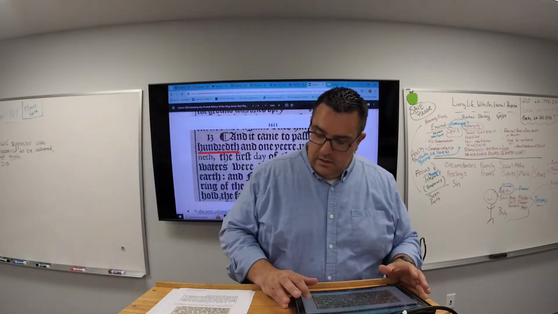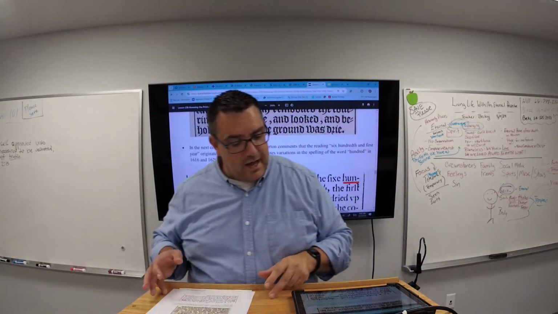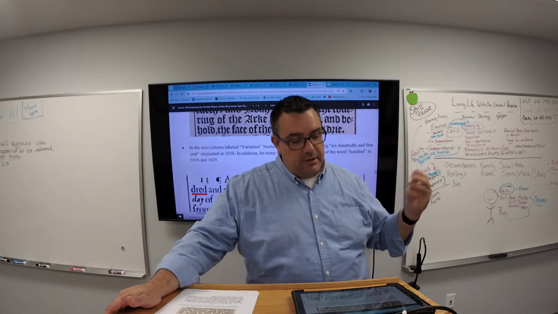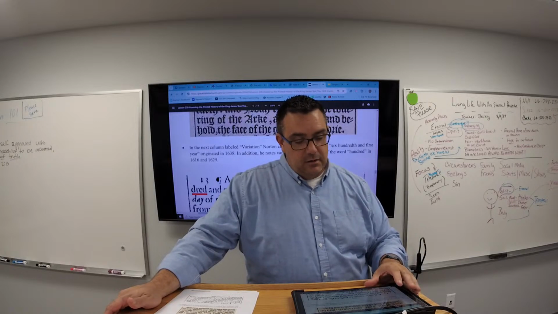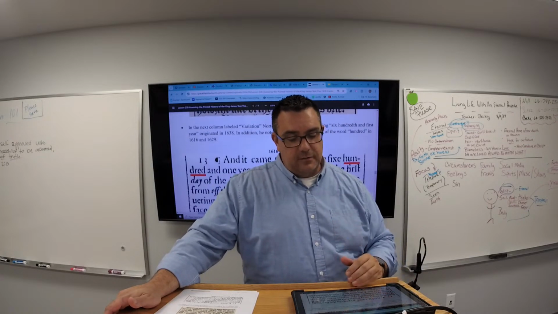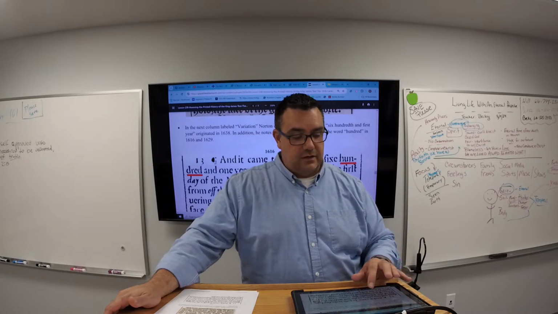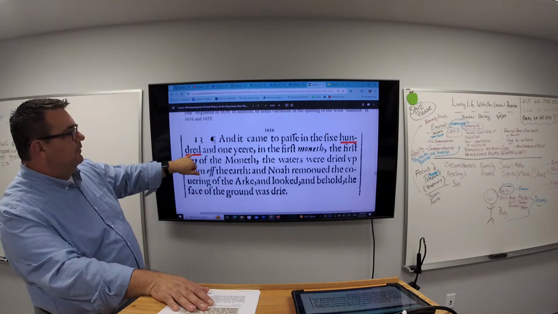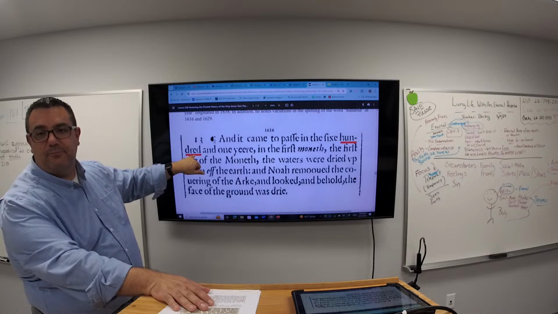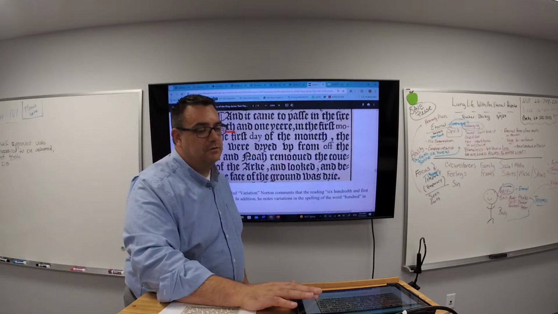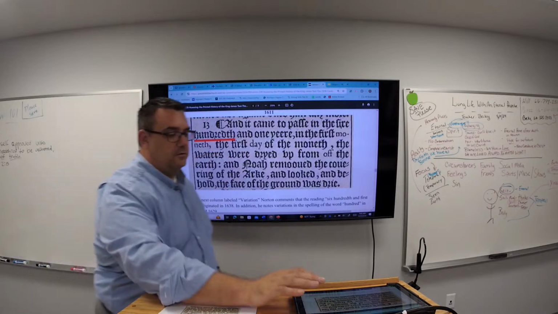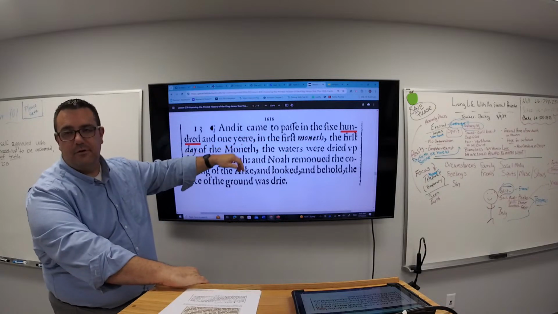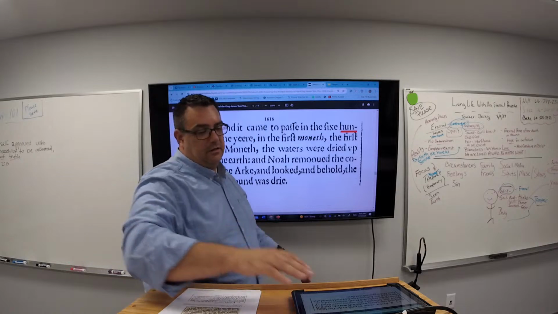Okay. In the next column labeled variation, Norton comments that the reading "601st year" originates in 1638. In addition, he notes variations in the spelling of the word 100 in 1616 and 1629. So here's the 1616. Notice how 100 is spelled. The way we would spell it, right? But let's go back to the 1611. How was it spelled? 100th. Okay. 1616, "601 year." So it's different slightly than the 1611.